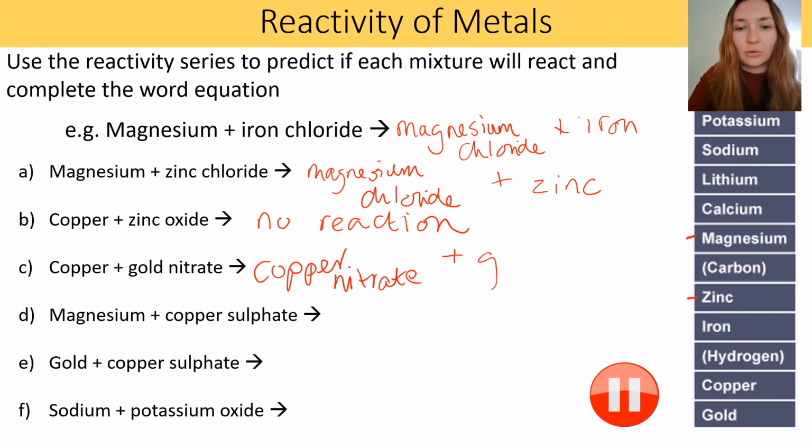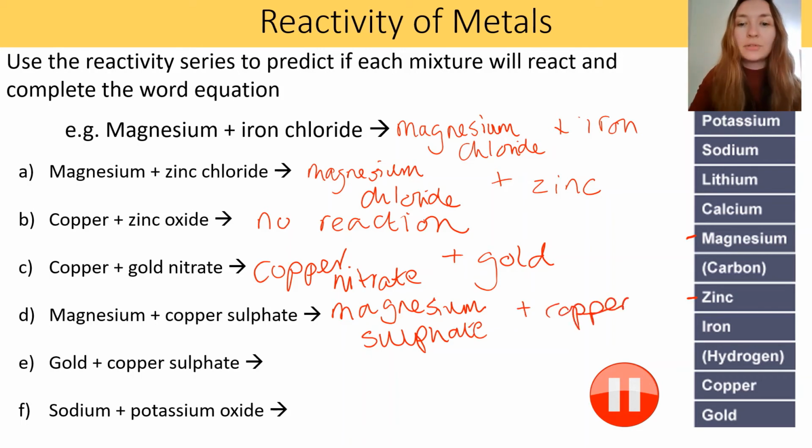and gold. Okay, part D, magnesium and copper sulfate. So I can see that magnesium is higher than copper on the reactivity series, and therefore we are going to get a displacement reaction. So we're going to get magnesium sulfate and copper.